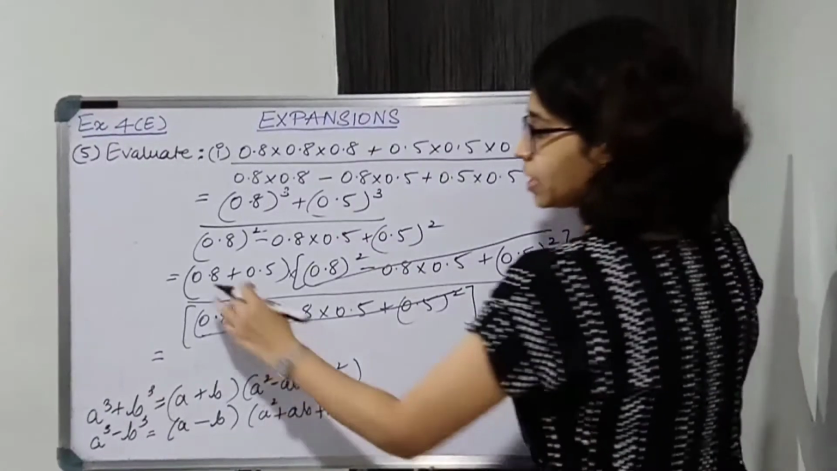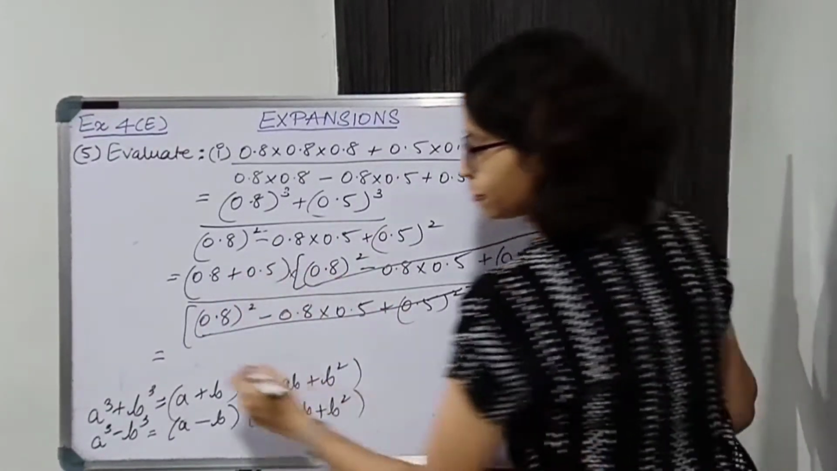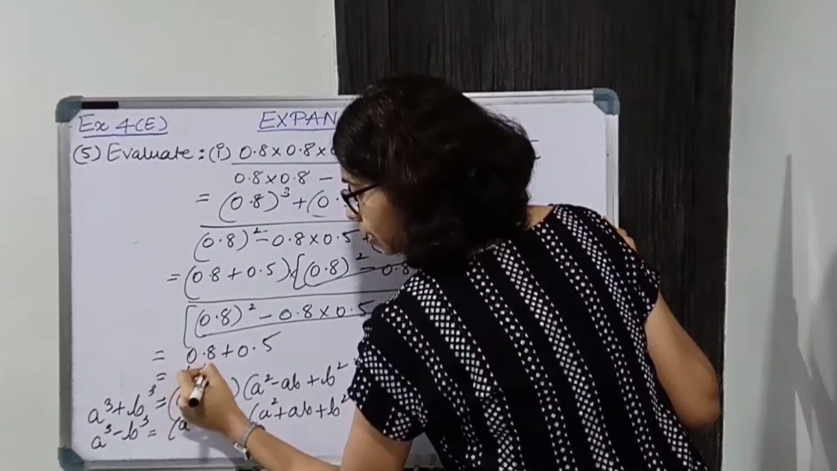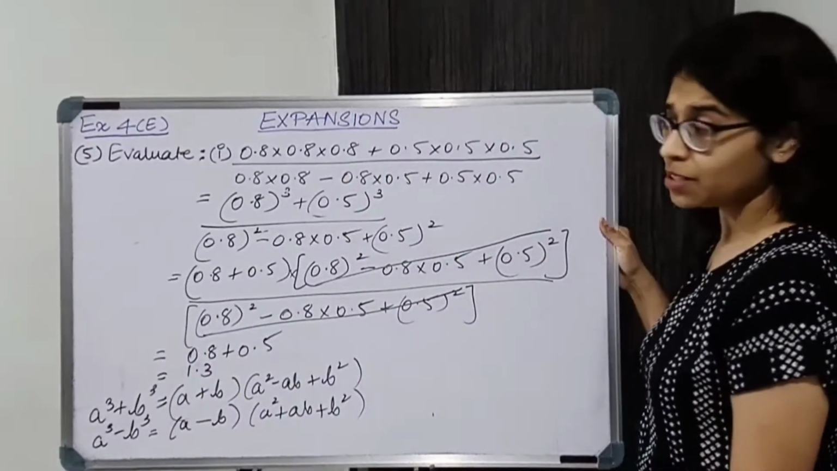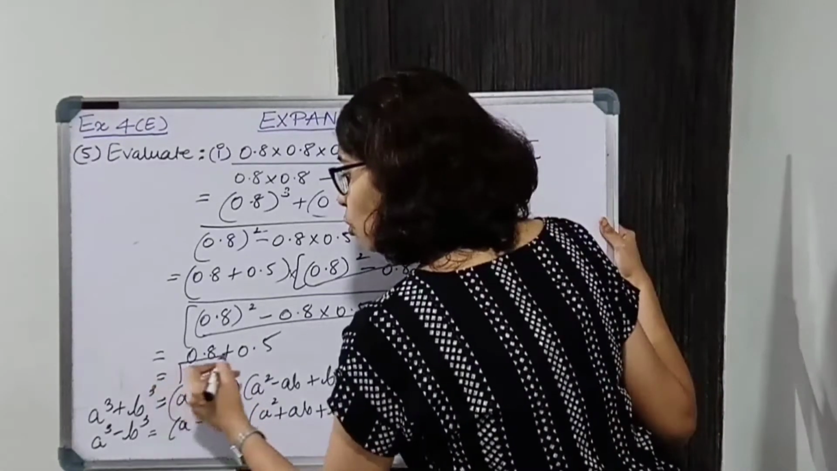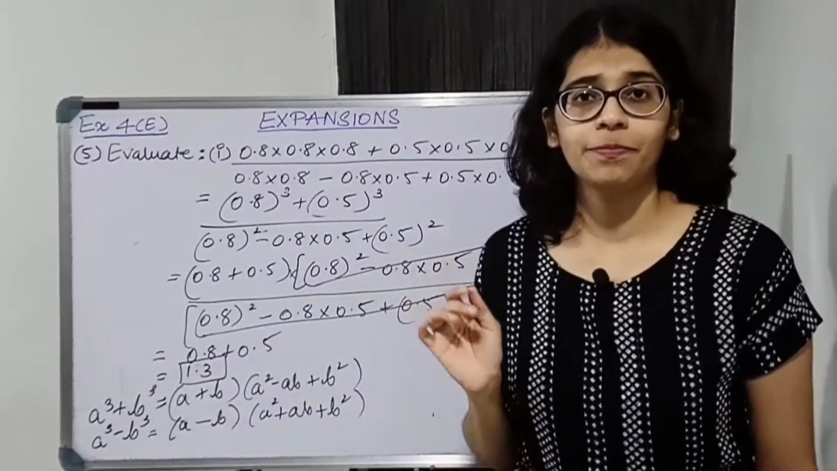Now 0.8 plus 0.5, this will give 1.3. Okay, so it's very easy, students. Okay, box or underline the answer.